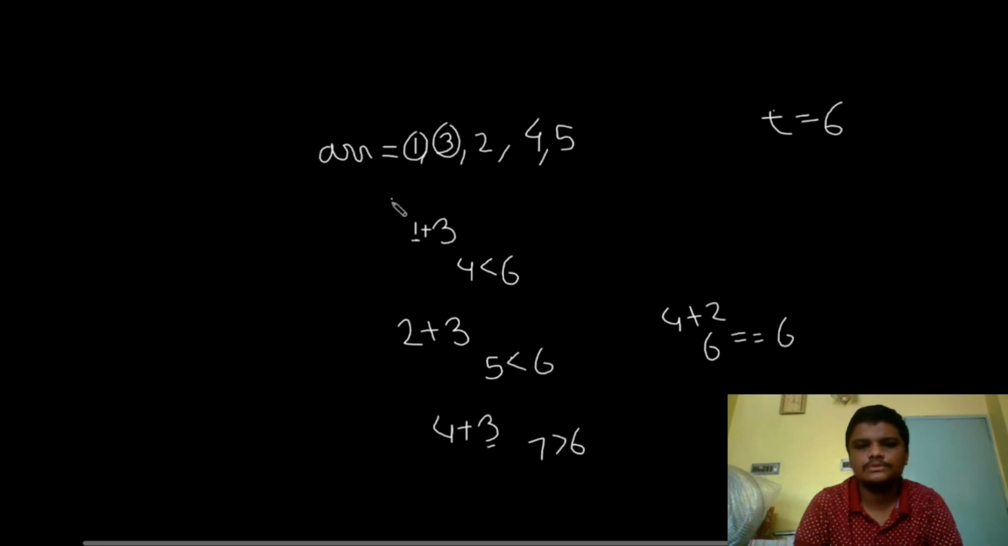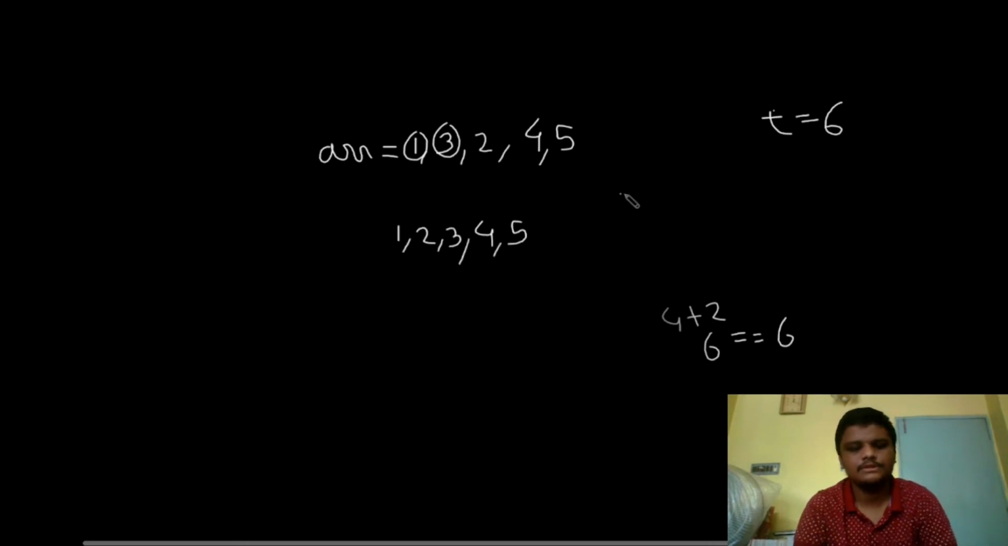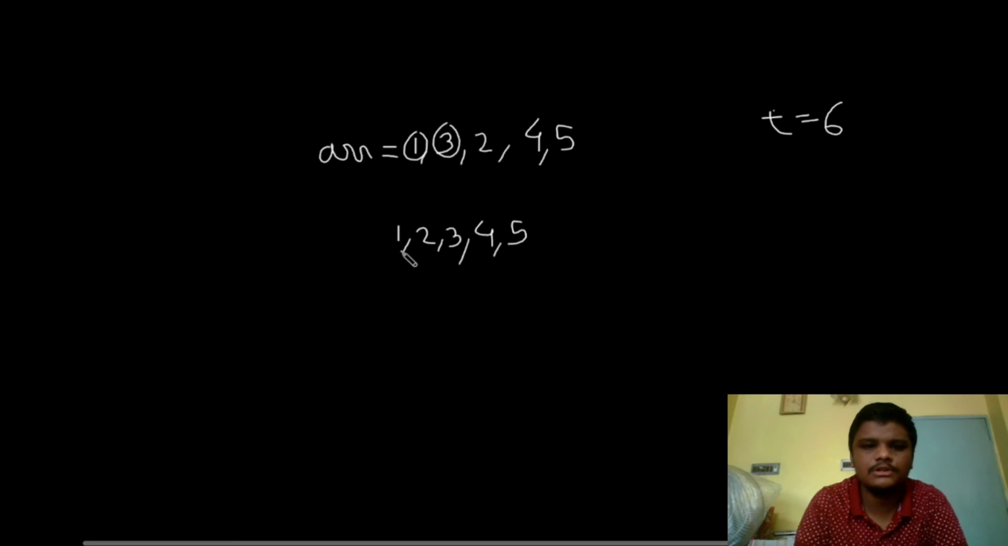So what this algorithm says is that we are using the two pointers concept over here. Before using the two pointers concept, we need to sort this array. So now let's sort this array. After sorting, our array will look like 1, 2, 3, 4, 5, right? Now we are going to point the low over here, while we are going to point the high over here.